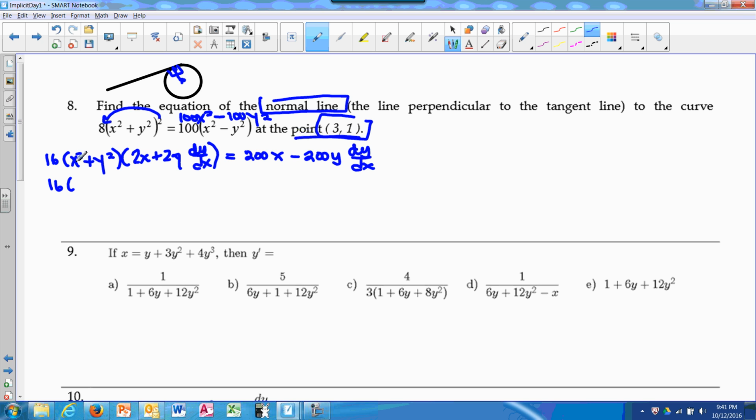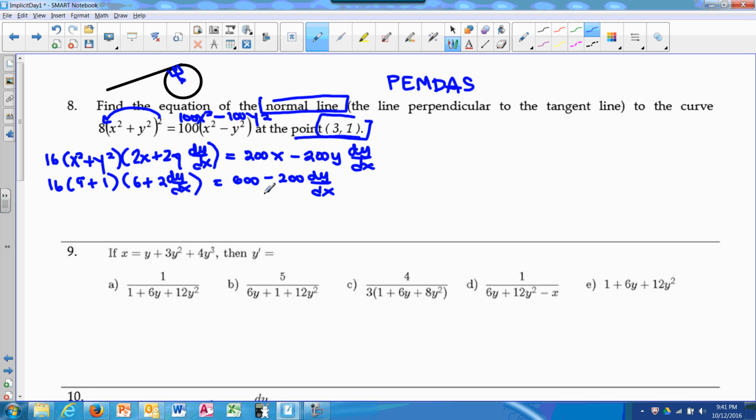If x is 3, this is 9. Y is 1, stays 1. X is 3, we get 6 plus 2 dy dx equals 600 minus 200 dy dx. Now, please watch your PEMDAS. You must do multiplication and division before addition and subtraction. This does not become 8 dy dx. It's a 6 entirely separate from the dy term. It is not 8 dy dx.